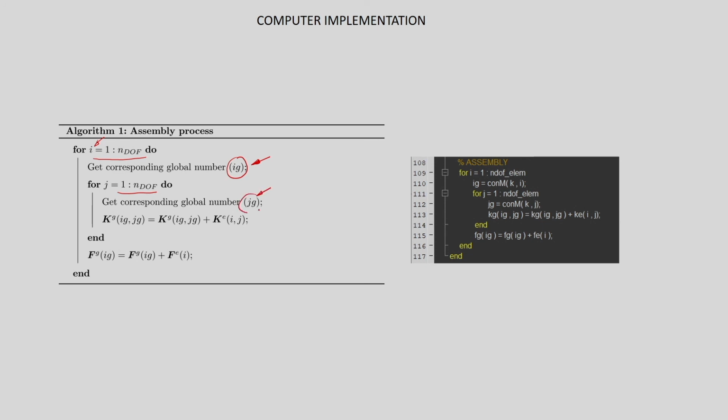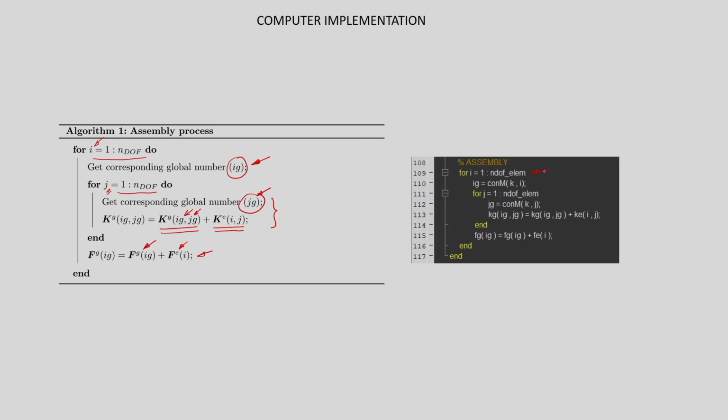Similarly Jg gives the corresponding global number of j, and then the ijth entry of the element stiffness matrix has been added to the global stiffness matrix in the Ig location. So that is how the element stiffness entries are added to the global system of equations or global stiffness matrix. And similarly the ith entry in the element force vector has been added to the corresponding entry of the global force vector. So this completes the assembly part, and let us look at how it has been implemented.